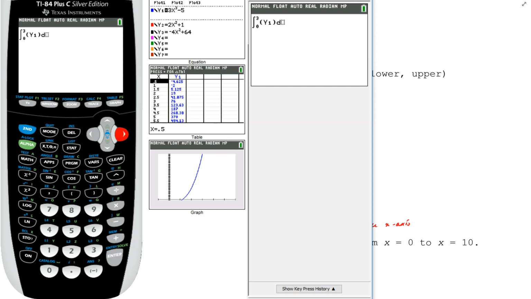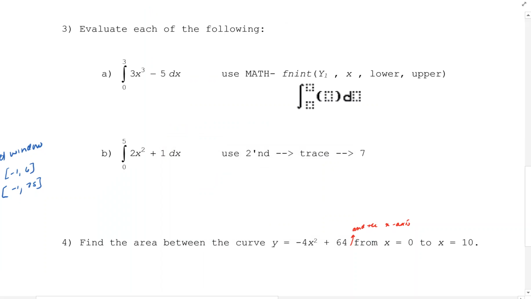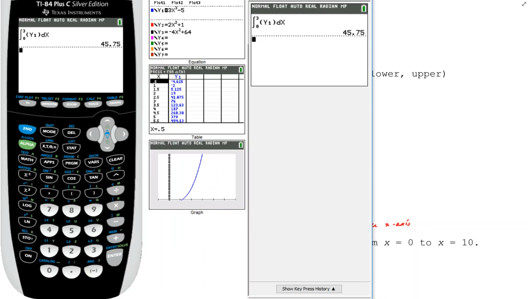And then because I'm looking for this with respect to x, dy dx, I'm going to put an x value in there, hit enter, and it tells me that the value of my integral is 45.75. Kind of a nice thing to have.